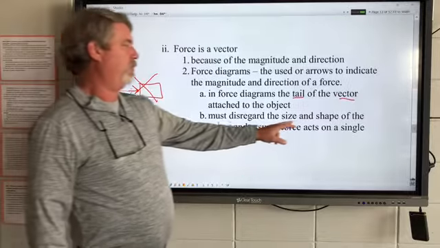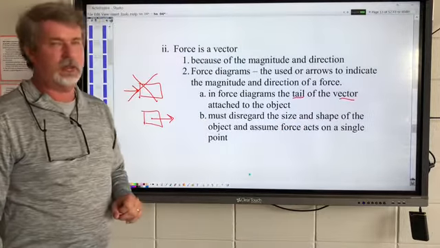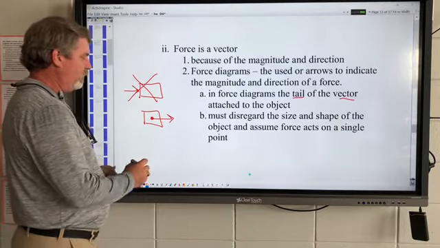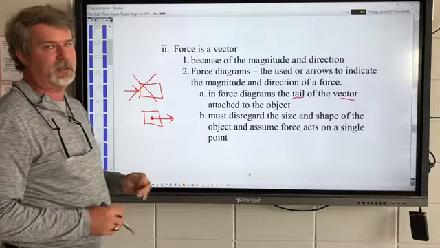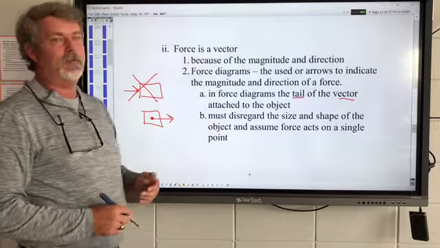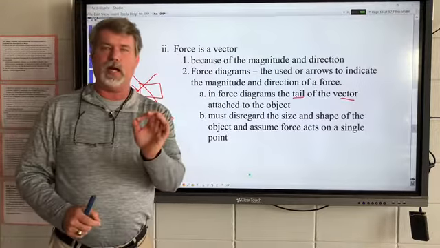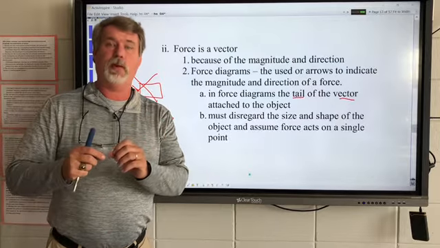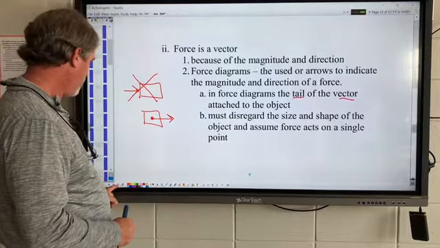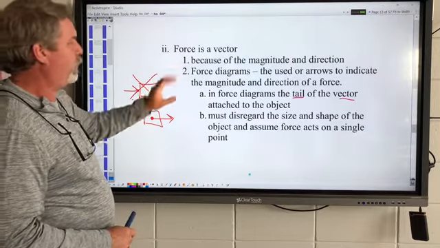You must disregard the shape and the size of the object and assume that the force acts at a single point. So we're just choosing this point right there. We're not worried about the shape of the box or the shape of the object. If we were to study the forces on a hammer or a baseball bat, we would just pick one dot to represent that object. We wouldn't worry about how long it is or the individual shapes of it. Free body diagrams and force diagrams.